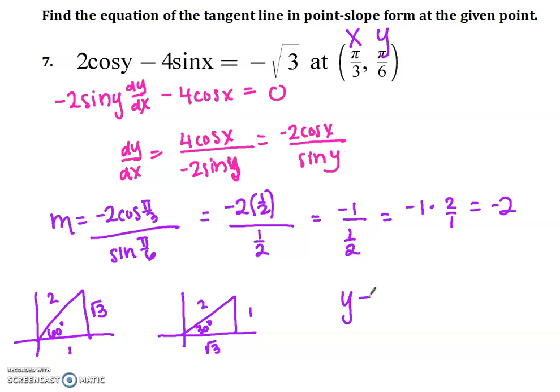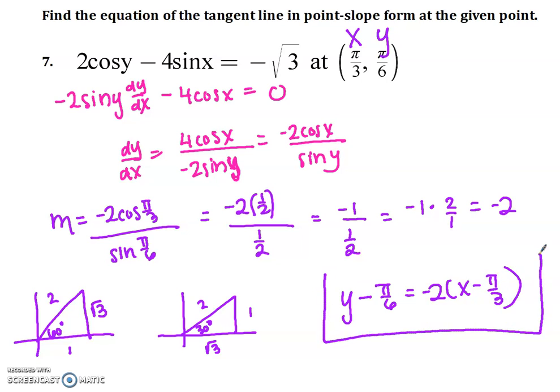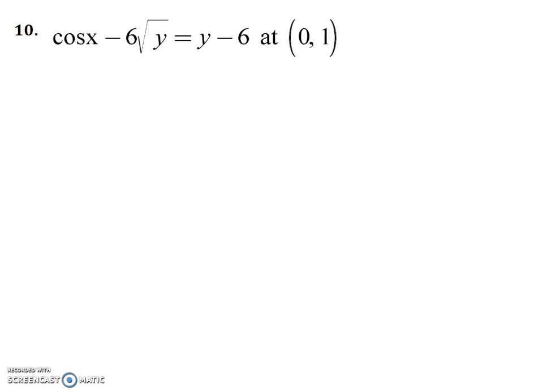And then your equation will be y minus pi over 6 equals -2 times x minus pi over 3. Now let's go ahead and look at one more example.